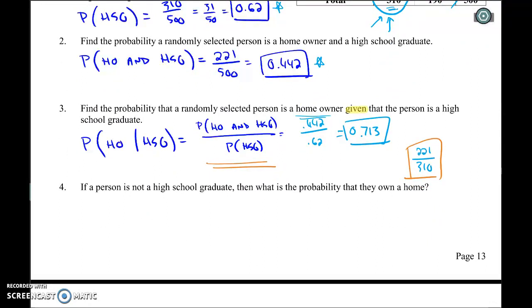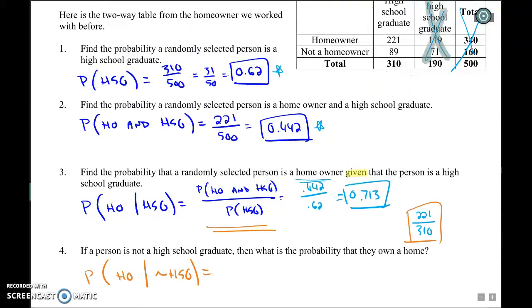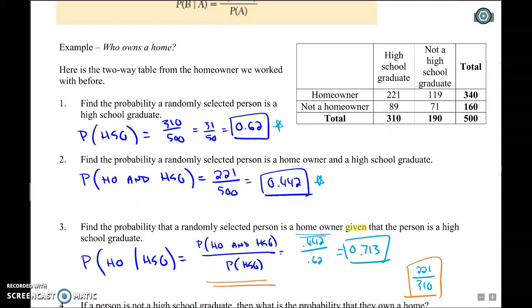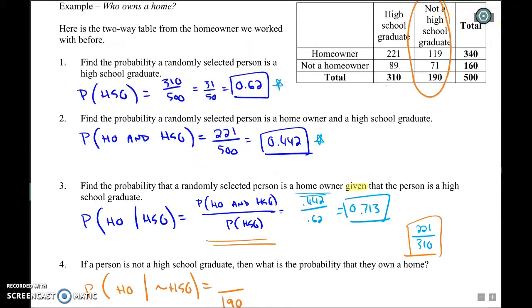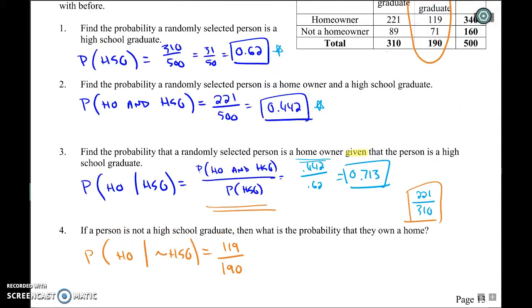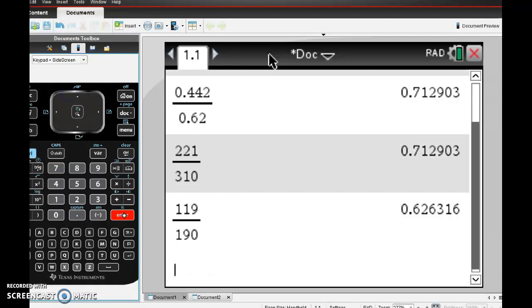If a person is not a high school graduate, then what's the probability they own a home? So I want to find the probability that they own a home given they're not a high school graduate. Again, I could use a formula here, but I think I can go the easier route and do it intuitively. Given they're not a high school graduate, if I only consider this group of people, there's 190 people, and 119 of them own a home. So 119 over 190, which is 0.626.